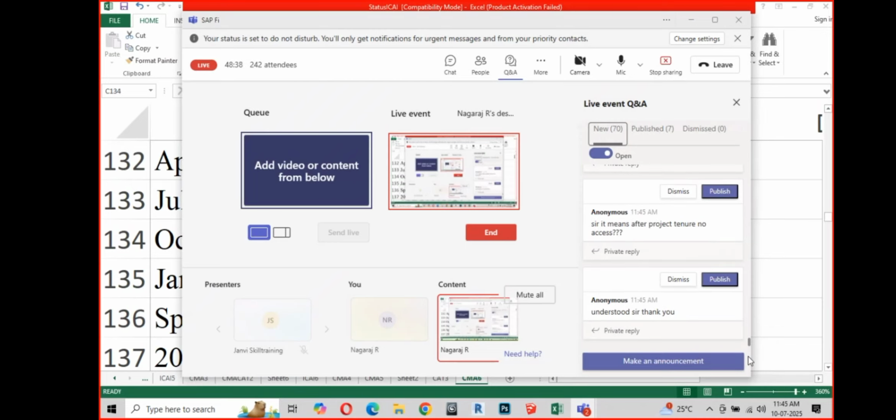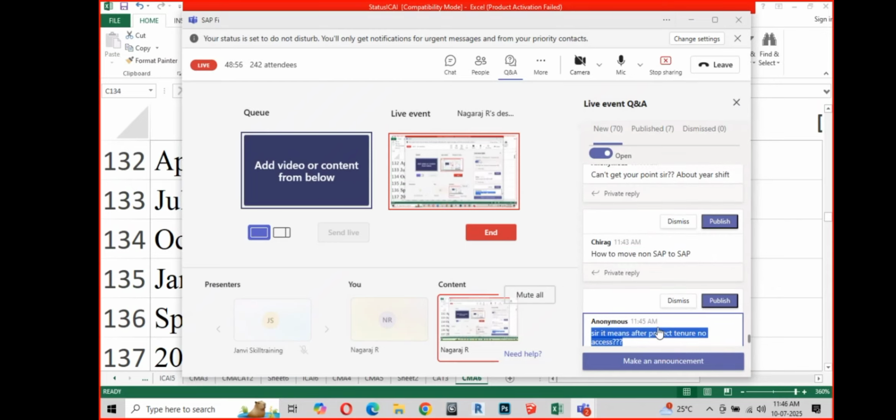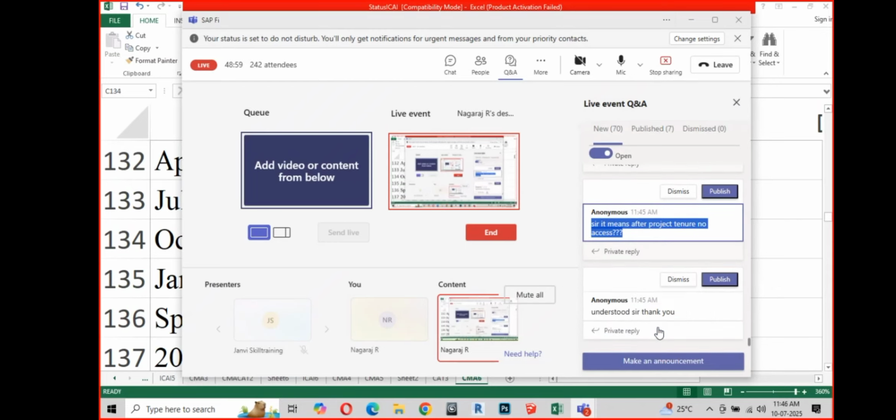It means after the project tenure, there'll be no access. Perfect. Yes. Somebody answered, understood, sir. Thank you. But for which question? I'm not able to understand. Is it for the year shift or non-SAP to SAP? OK, let me repeat what is the year shift.